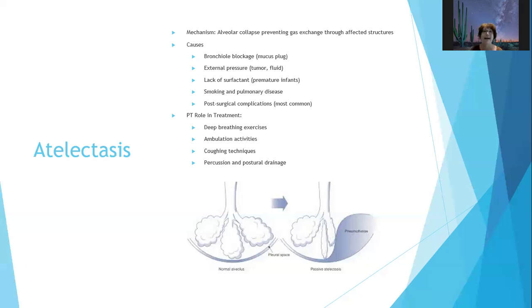I'm just telling you that right now. We're going to be doing deep breathing exercises. We're going to be encouraging them to use their incentive spirometer and their flutter valve usually. We're going to be doing ambulation activities with deep breathing. We're going to be teaching coughing techniques.